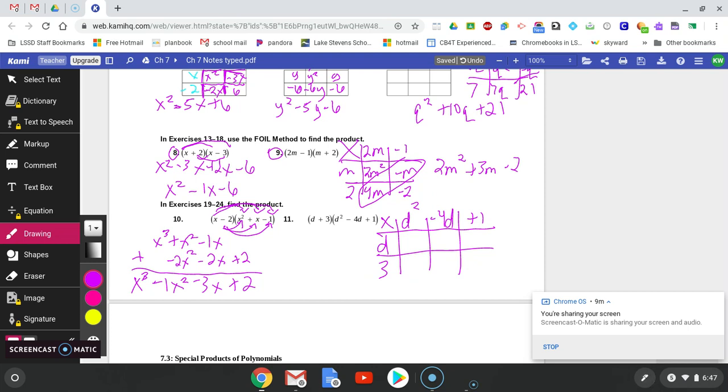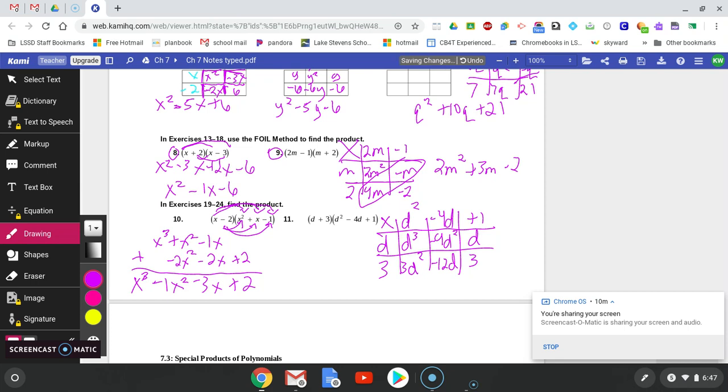Okay, so d squared times d is d to the 3rd power. Negative 4d times d is negative 4d squared. And 1 times d is just d. 3 times d squared is 3d squared. 3 times negative 4d is negative 12d, and 3 times 1 is 3.